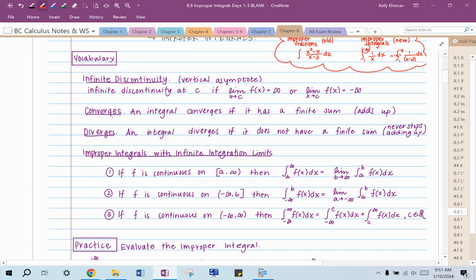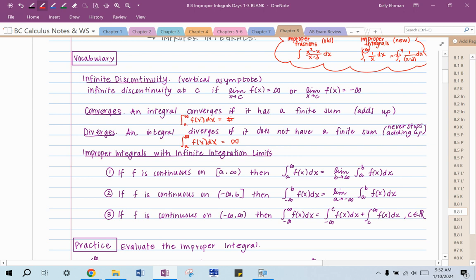An integral converges if it really does have a finite sum. So if we can get the integral from a to infinity of f of x dx, and it comes out to a numerical answer, whether it's 0 or 1 or 5 halves, something like that, then that integral converges. If we have an integral that diverges, it means we've evaluated the integral from a to infinity, and that integral came out to infinity or negative infinity. It means that this integral never stops adding up.